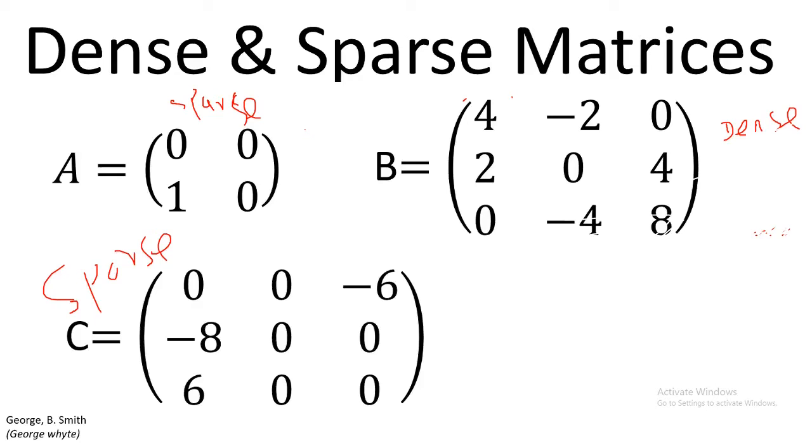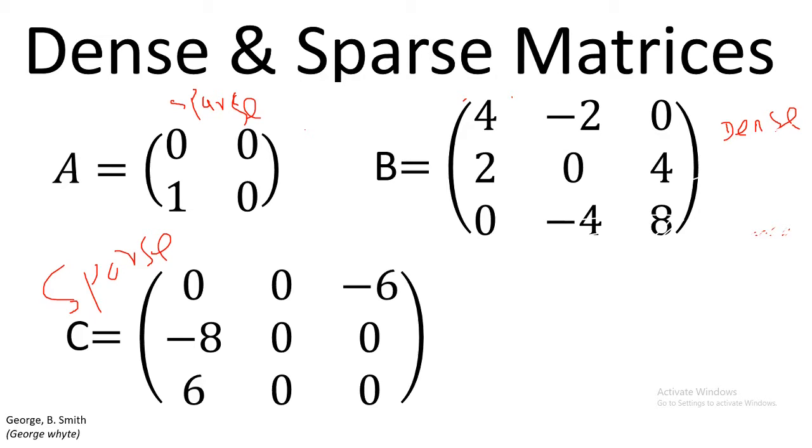So welcome back. This is the continuation of what we did in the last class. We were talking about sparsity of a matrix. We talked about dense and sparse matrices. We said for a sparse matrix you have more zeros compared to non-zero values, while for a dense matrix you have more non-zero values compared to zero values.